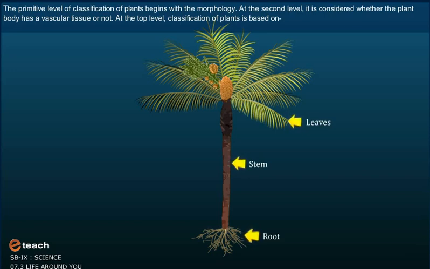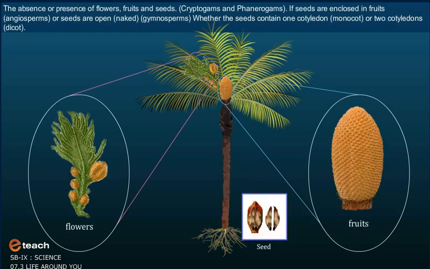At the top level, classification of plants is based upon the absence or presence of flowers, fruits and seeds: cryptogams and phanerogams. If seeds are enclosed in the fruits, angiosperms, or seeds are open, naked, gymnosperms. When the seeds contain one cotyledon, monocot, or two cotyledons, dicot.